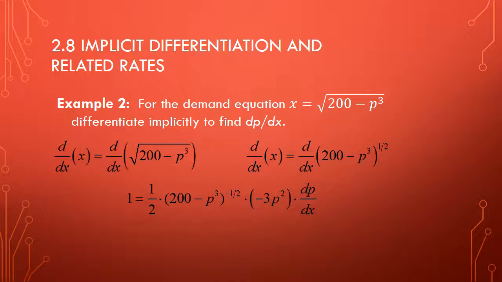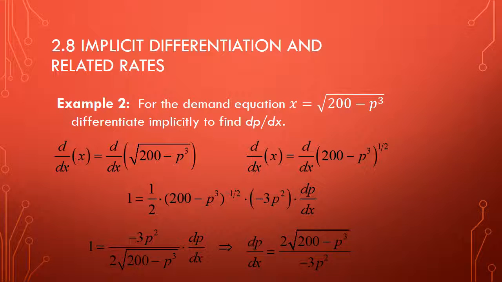Okay, so then the next thing they did was they cleaned it up a little bit, and then finally basically multiply both sides by the denominator, divide by the numerator, and we get the final answer.